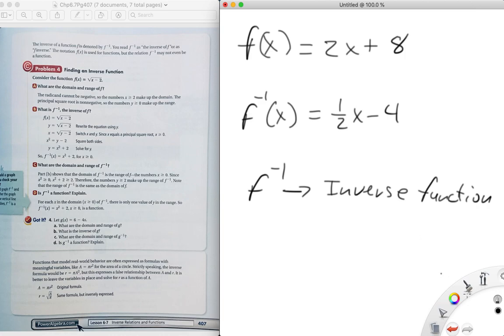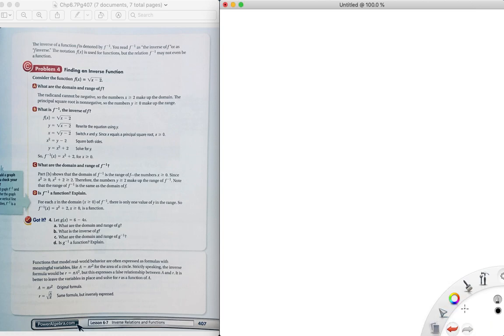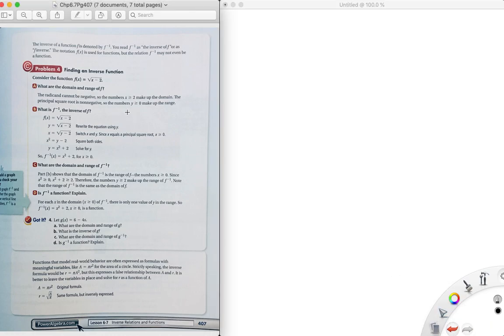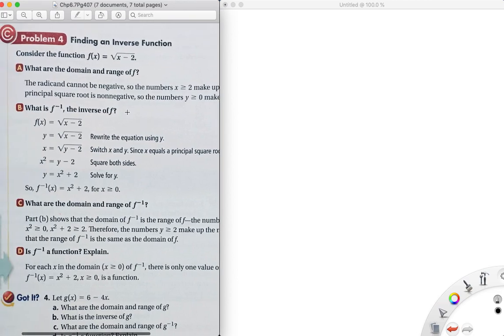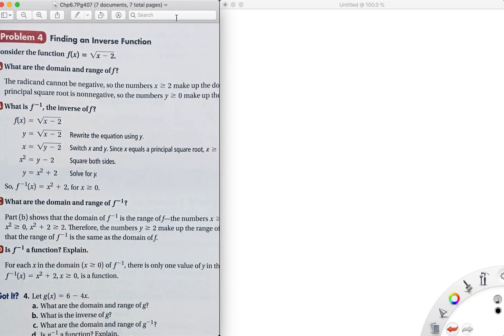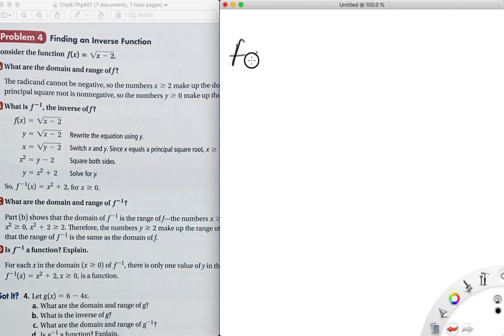Things to note about inverse functions. I actually like this example, so I'm going to go through it. We have a function f of x equals the square root of x minus 2. When we think about the domain of this particular function, the domain is going to be all real numbers greater than or equal to 2.